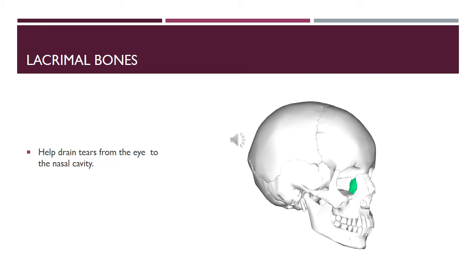Lacrimal bone is a small and fragile bone of the facial skeleton. It is roughly the size of the little fingernail and is situated at the front part of the medial wall of the orbit. This bone helps to drain tears from the eye to the nasal cavity.